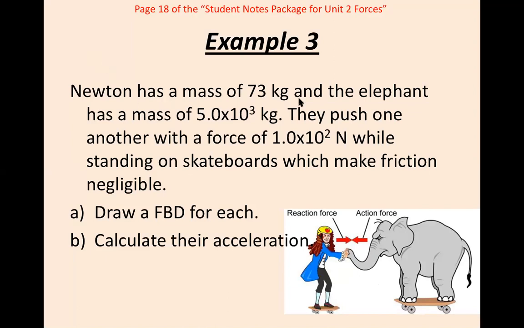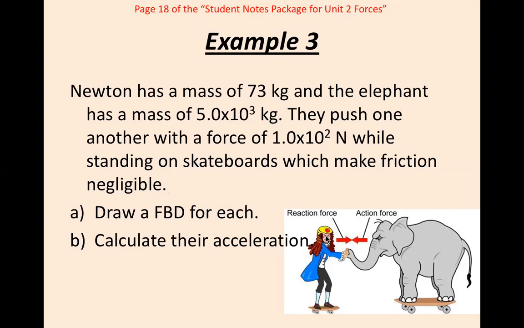So Newton has a mass of 73 kilograms and the elephant has a mass of 5,000 kilograms. They push on one another with a force of 100 newtons while standing on skateboards, which make friction negligible. Negligible means it's too small to need to take into consideration in the problem, so it means you can ignore it. Draw a free body diagram for each and calculate their acceleration.